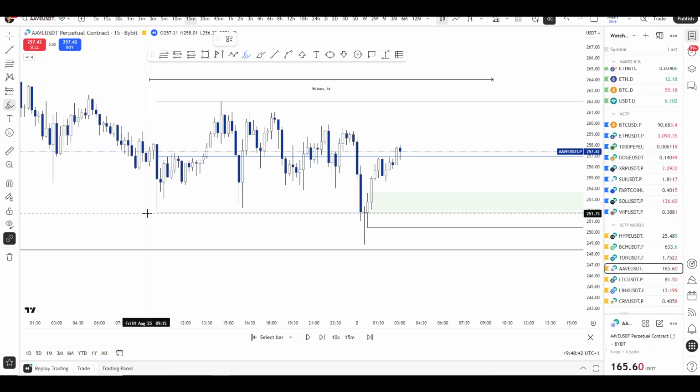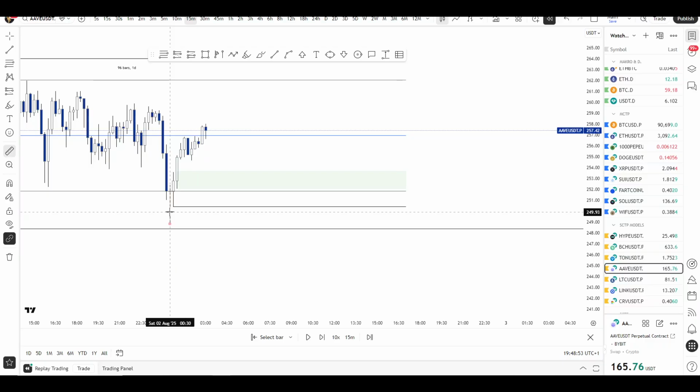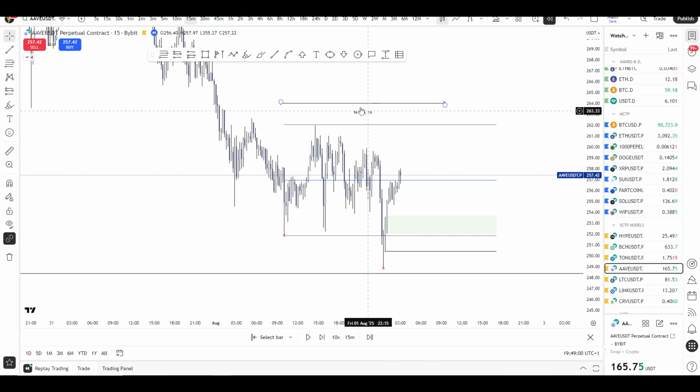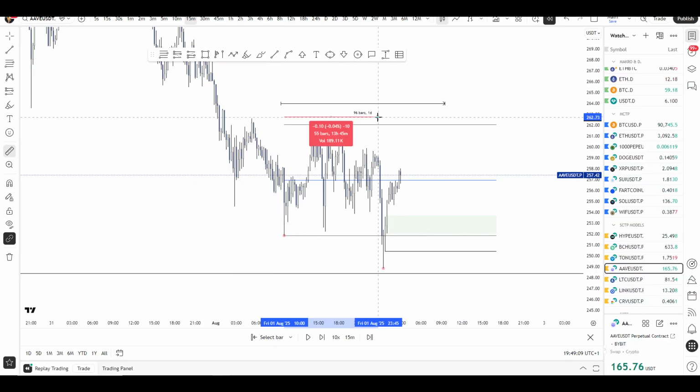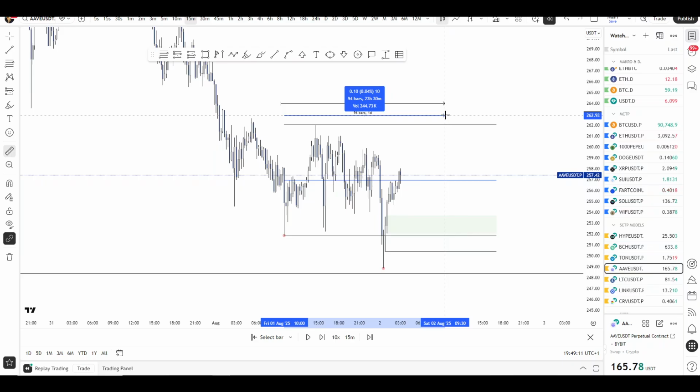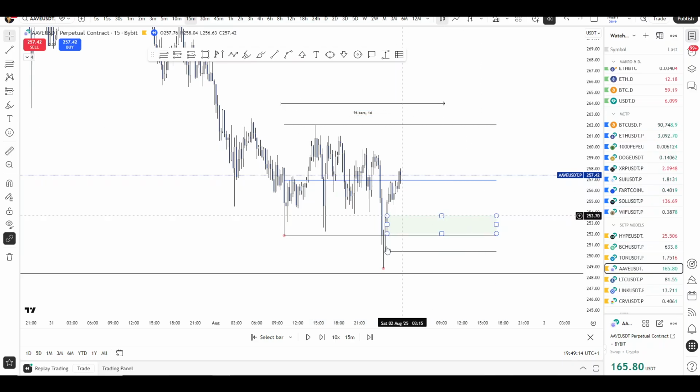Oh, what is happening? Range duration 14 hours. So yeah, it is like around here. But how can this be one day if measured like this? Okay, so it is right. I was wrong. Okay.